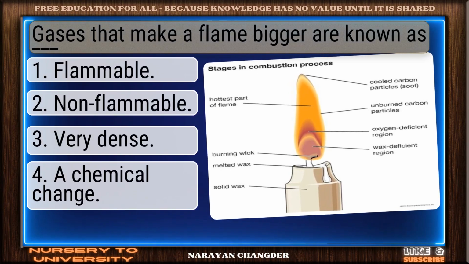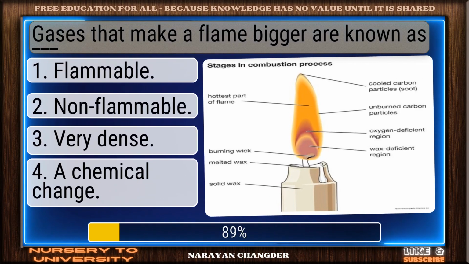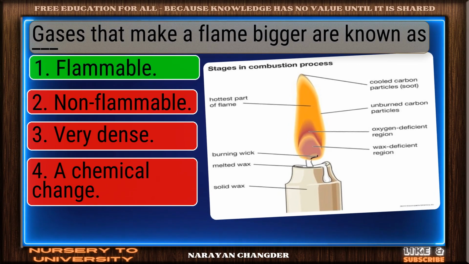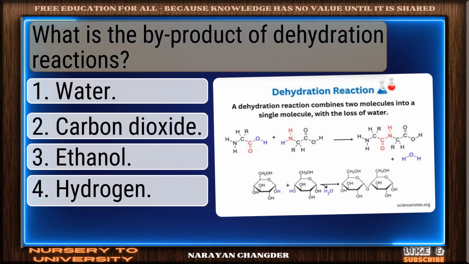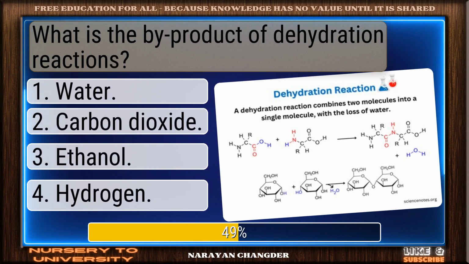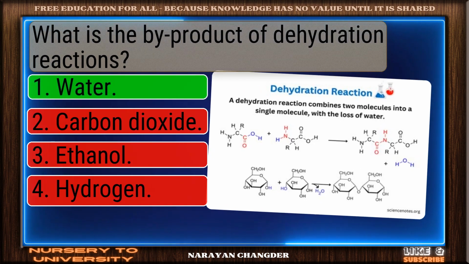Gases that make a flame bigger are known as dash. Smart pick. Flammable is the correct choice. What is the byproduct of dehydration reactions? Great thinking. Water is the right choice.